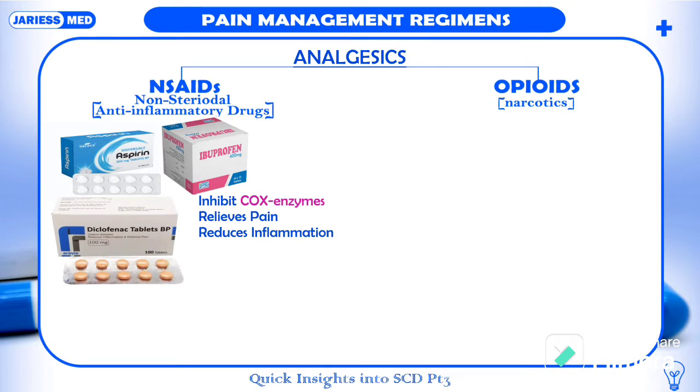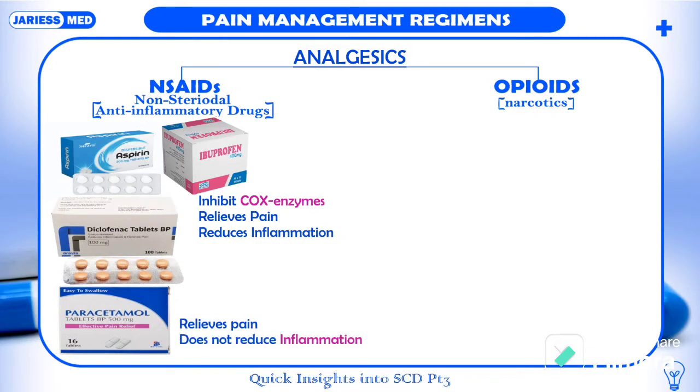NSAIDs are more effective than basic analgesics like paracetamol, especially for managing the inflammation associated with sickle cell crises. Paracetamol is commonly used for mild to moderate pain, but it does not really reduce inflammation, which is why NSAIDs are often preferred in these cases. However, NSAIDs can cause discomfort for some people, like those with stomach ulcers, asthma, pregnant women, and some children. For this group of people with sickle cell, paracetamol is usually given instead because it's safer.